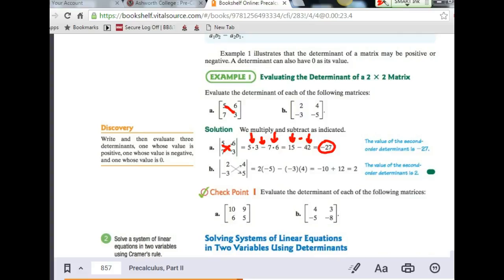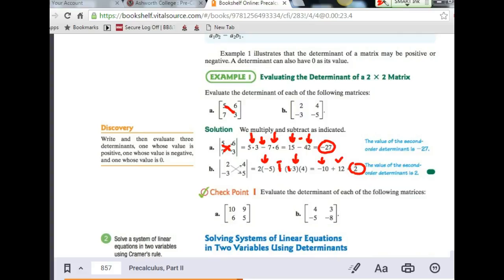If I look at B, again, it's the down diagonal, which is 2 times negative 5, minus the up diagonal, which is negative 3 times 4, which is this one. That ends up being negative 10. And because this was negative 12, the two minuses here go together to make a plus. So it ends up being plus 12. And that ends up being a value of 2.